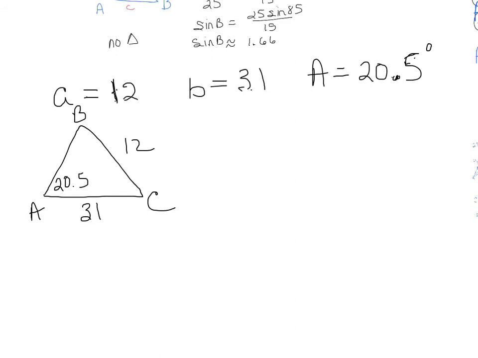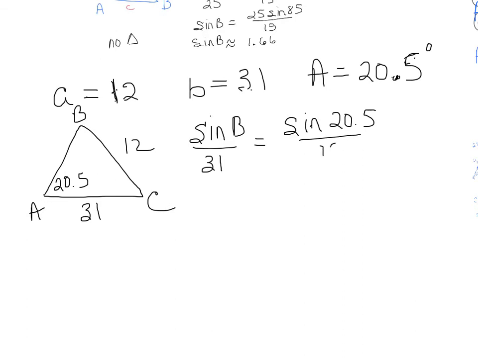So the sine of B over 31 equals the sine of 20.5 over 12. Okay, you get 64.78. So the sine of B is 0.9047. Is that right? Did you get that? Okay, and so then Megan was a little step ahead of us, and she says that angle B is 64.78.